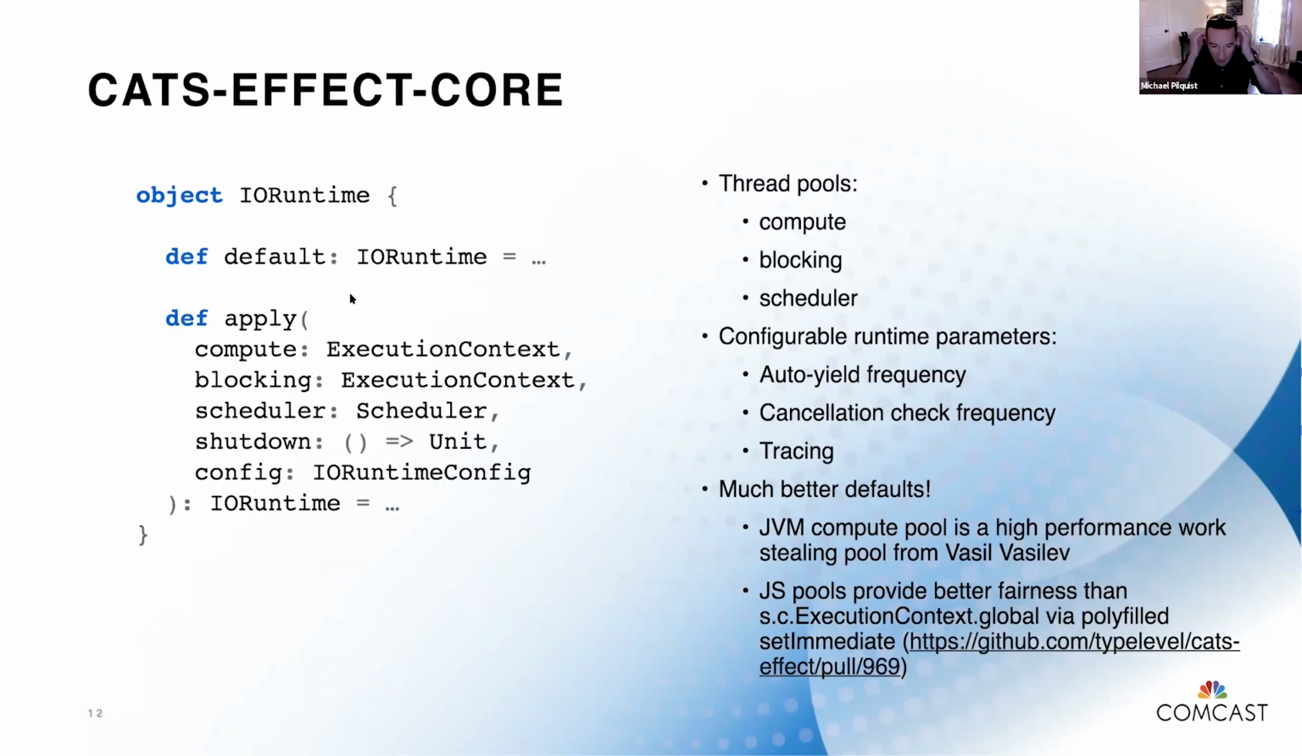I mentioned IORuntime is the main way in which IO values are now interpreted. IORuntime really consists of 3 thread pools. The compute thread pool, which does all of the main computation. The blocking thread pool, which is used for any of those calls to like IO.blocking. And then a scheduler for managing things like IO.sleep and timeouts, things like that.